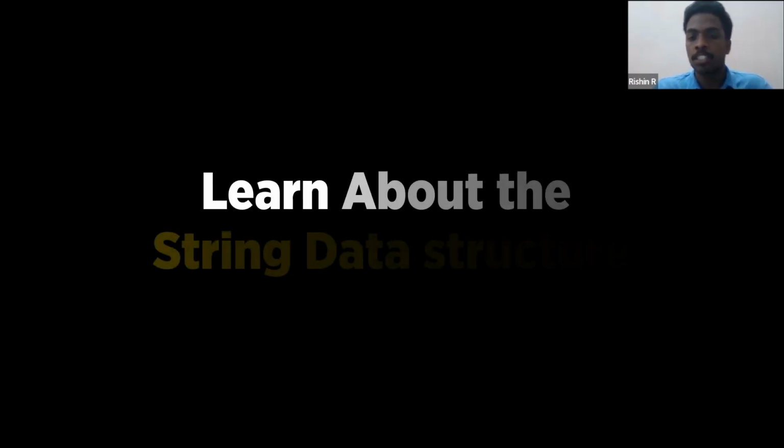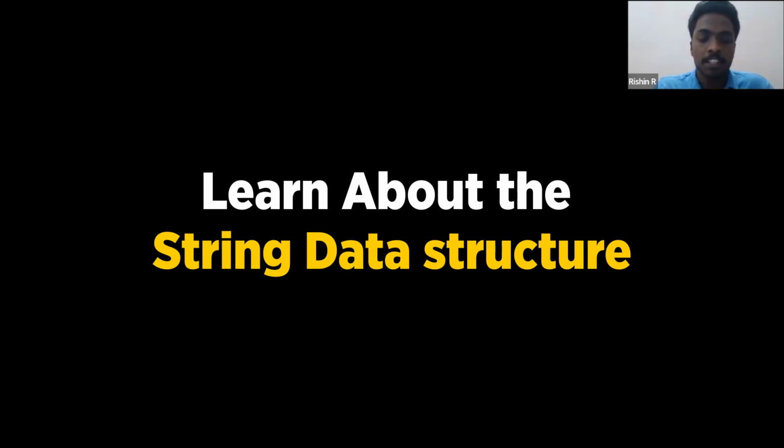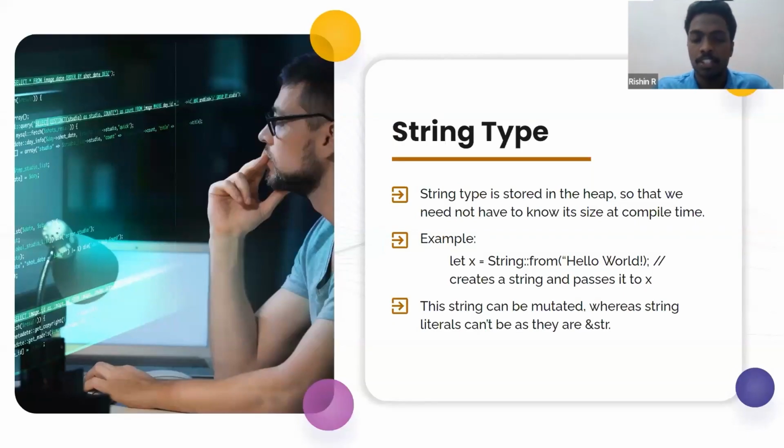Now, I want you to learn about the string data structure. A string is basically a set of characters, or an array of characters. A string is basically any kind of word that you represent in the English language. The string type is stored in the heap because we may not know its size at compile time. Okay, and how do we create a string?